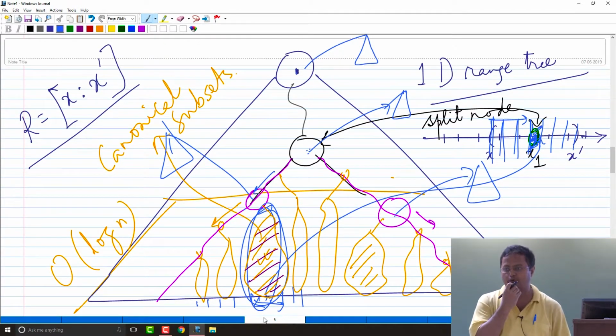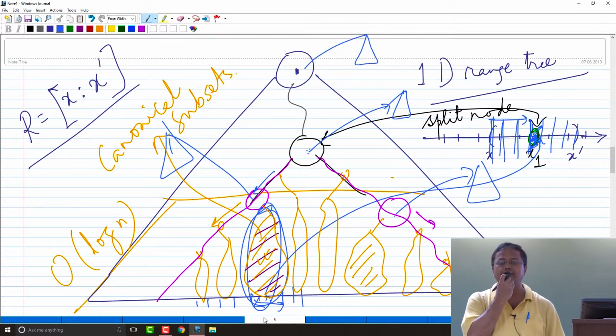How can I explore, possibly exploit, the storage in the range tree to get this order 1 plus k query time?